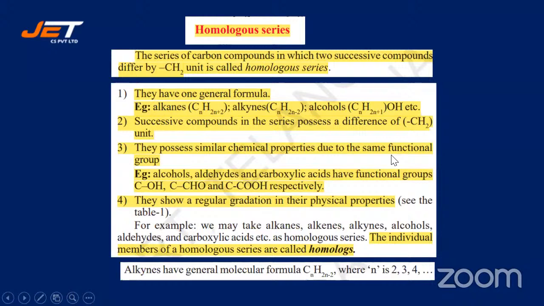They possess similar chemical properties due to the same functional group. So alcohols, aldehydes and carboxylic acids have functional groups, as you can see here, OH, CHO and COOH. And they show a regular gradation in their physical properties. The individual members of homologous series are called homologs. Alkynes have a general molecular formula CnH2n minus 2, where n is 2, 3, 4, and so on.